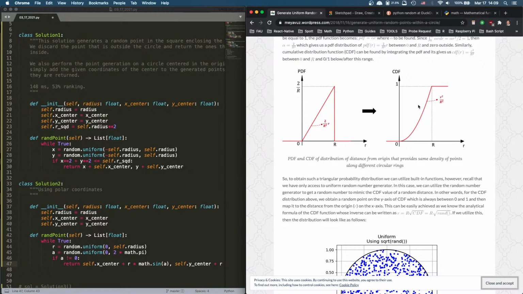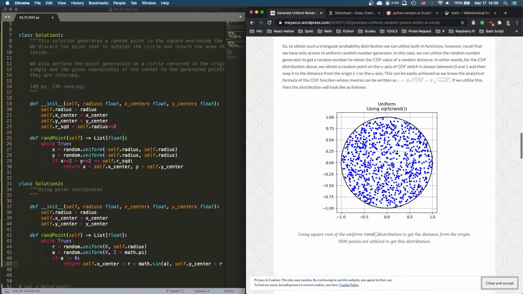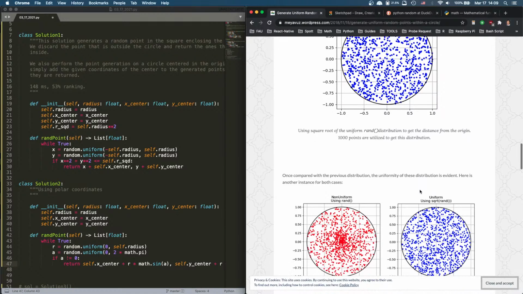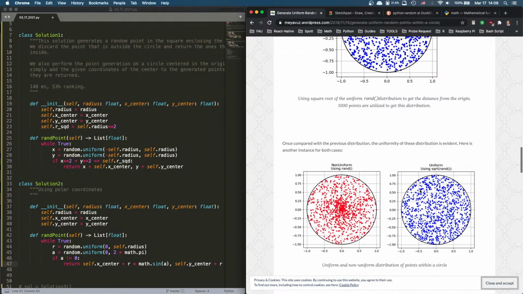Well, that's smart. So we need to do the PDF. So it's 2 over R squared times R dr equals, oh yeah, R squared over R squared. So we pick a random value from 0 to 1, right? And then we're projecting, that is correct. We utilize it and we get the result. Uniform is evidence. Oh yes.